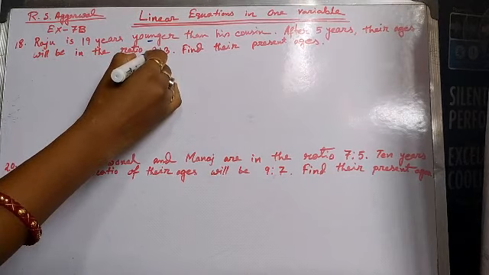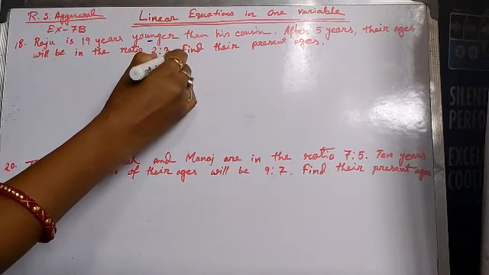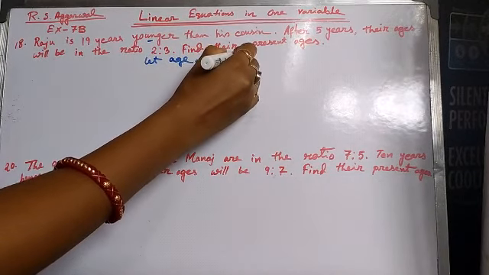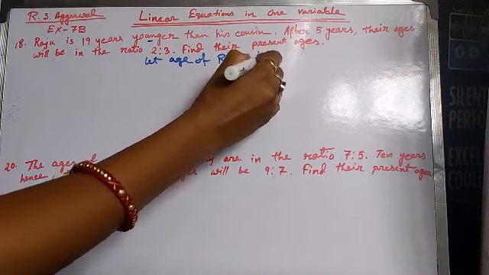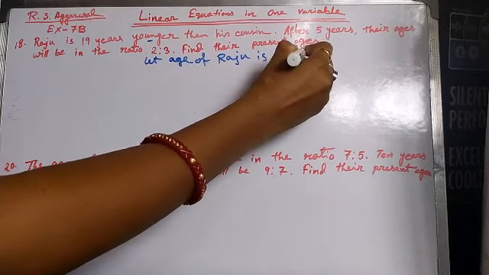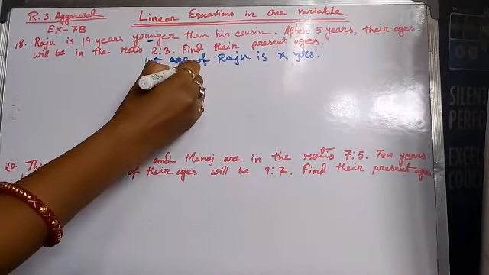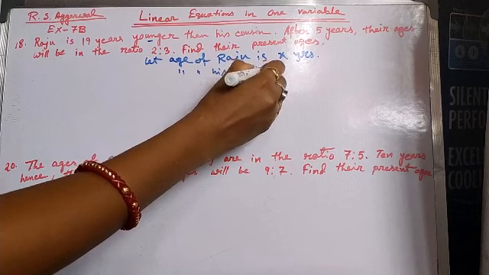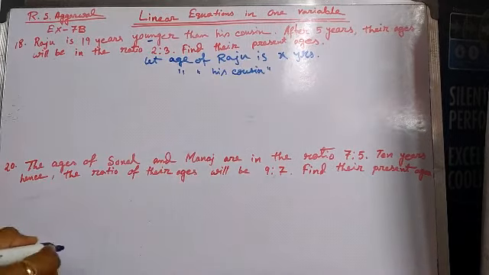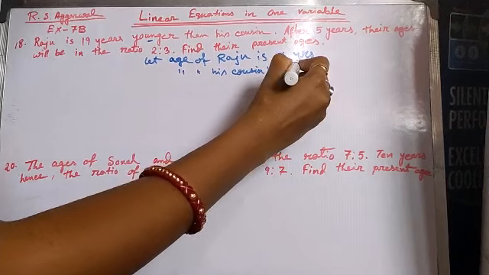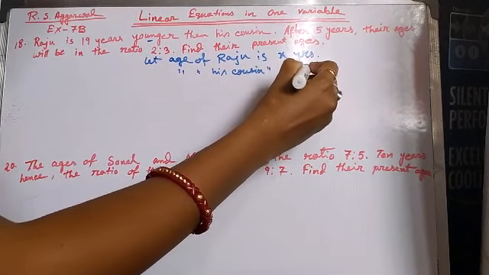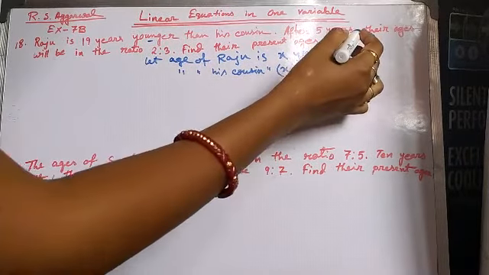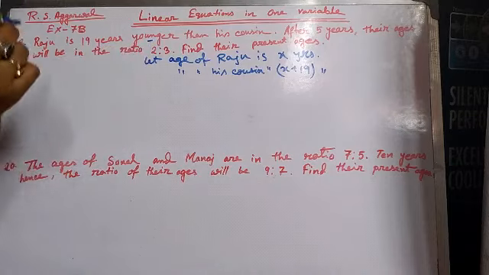So here, 19 years younger than his cousin. So let the age of Raju be x years. Age of his cousin is obviously x plus 19 years, because the cousin is older. Then after 5 years, their ages will be in the ratio 2:3.